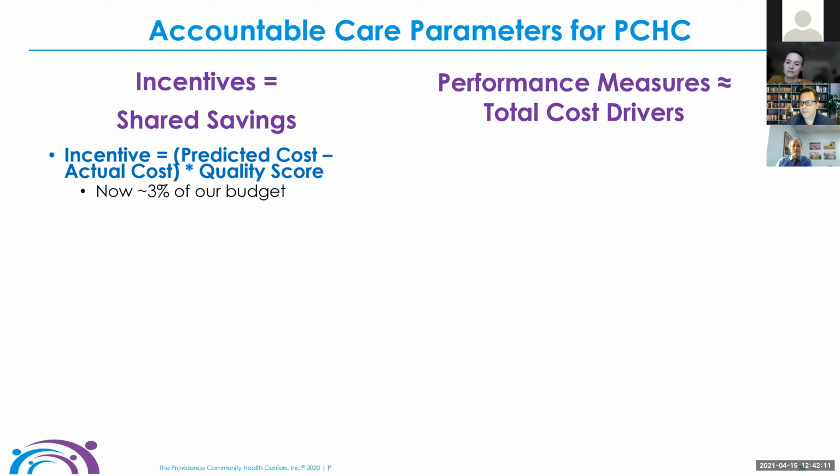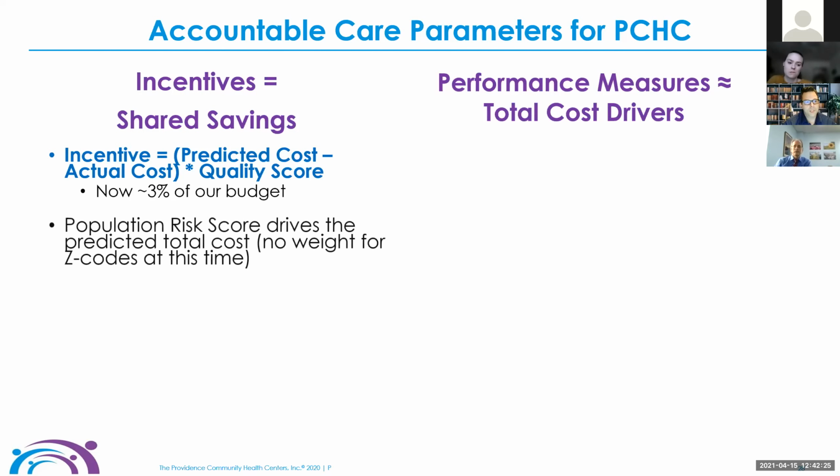Now this turns out to be about 3% of our budget. So we have one giant canoe on one side and one itsy bitsy canoe on the other side, but 3% is 3%. And as you all know in healthcare, that can be the difference between being in the black and being in the red. So we do pay attention to this. And as we mentioned earlier, this aligns so well with our mission.